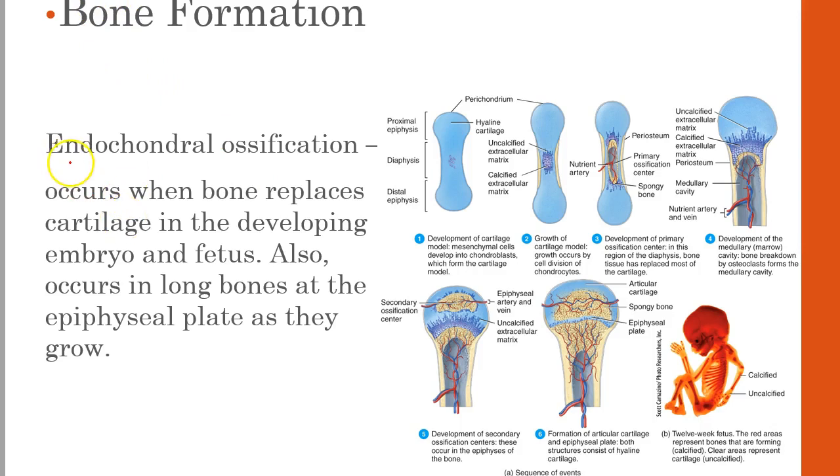Bone formation in the form of endochondral ossification. This is what we think of with bone growth, growth plates, and everything like that. This is going to be where cartilage is being replaced by bone. Okay, so at the epiphyseal plate or the growth plate, this is actually cartilage that will eventually become bone.